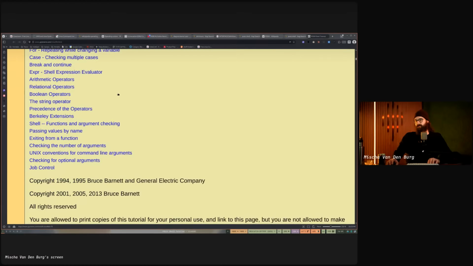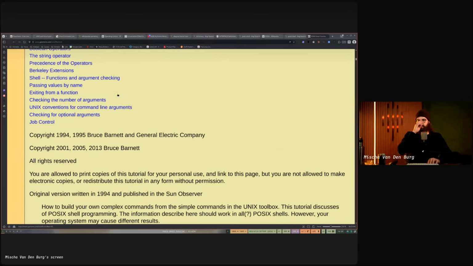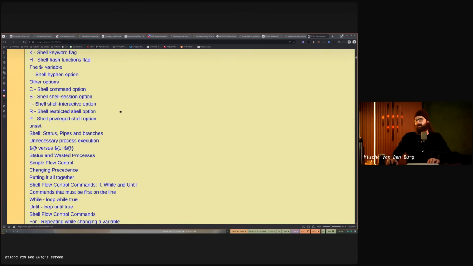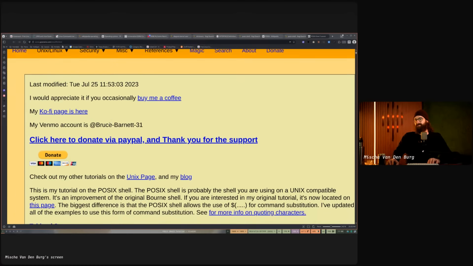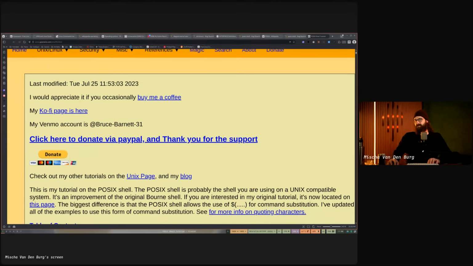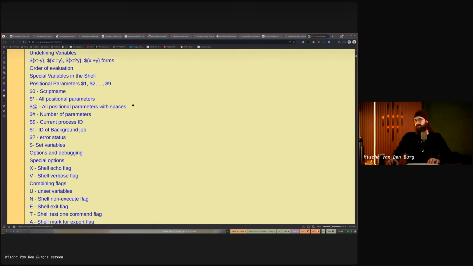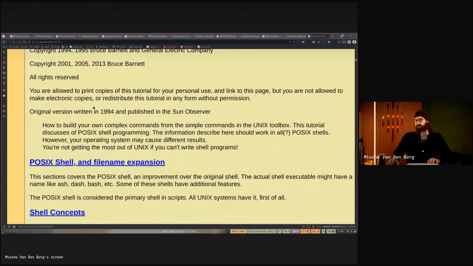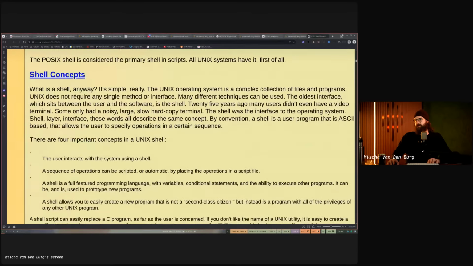Let's take a look. Also when we're talking about researching and finding good sources, when you find a blog that looks like this, it's usually an indication that it's a very good source. This was last modified July 25 actually. That's cool. But this seems like a very solid resource on POSIX and everything. So what is a shell?